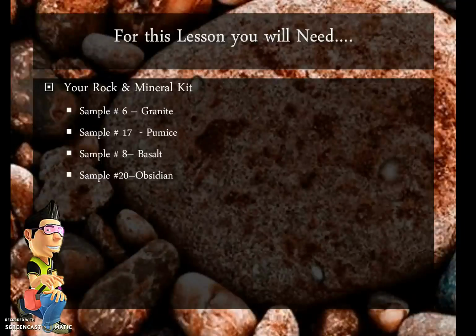So today, if you would like to pause the recording and grab your rock and mineral kit, you can look at a couple samples along with me. If you don't have your rock and mineral kit nearby, I have pictures of the samples on the slides.